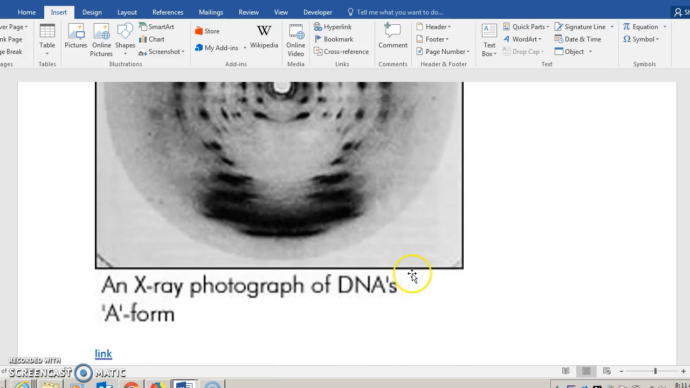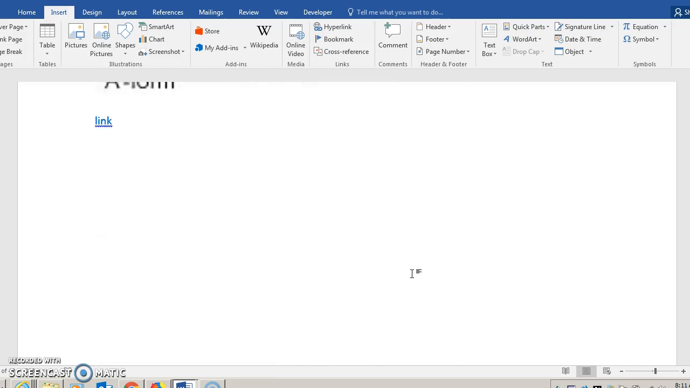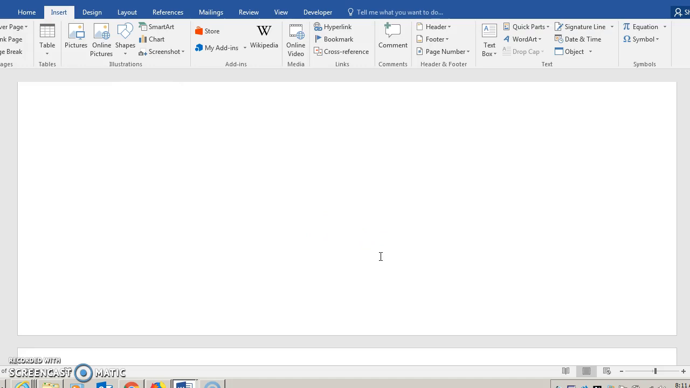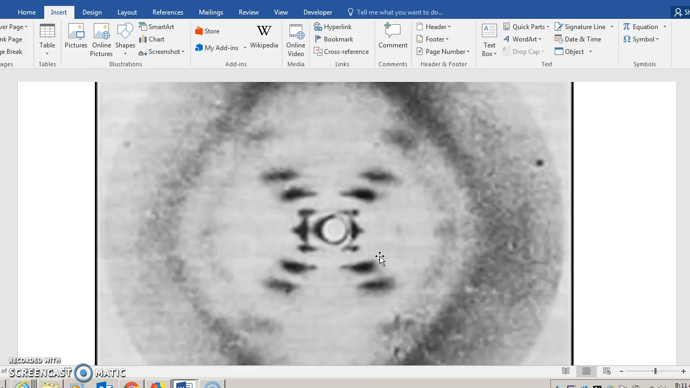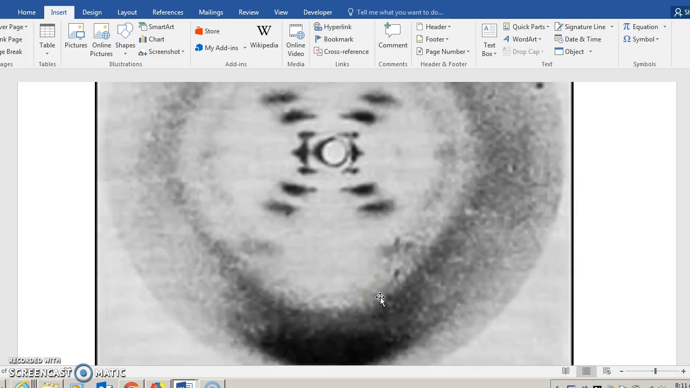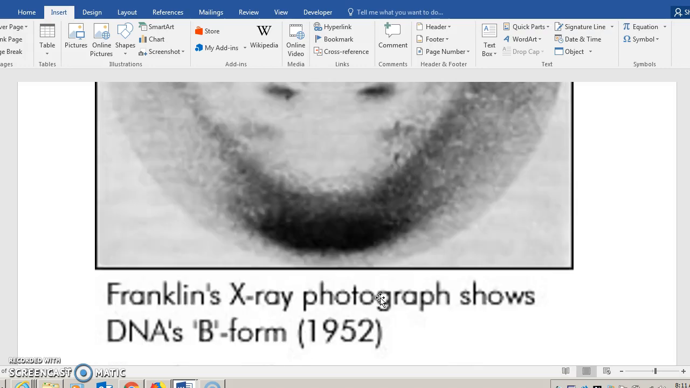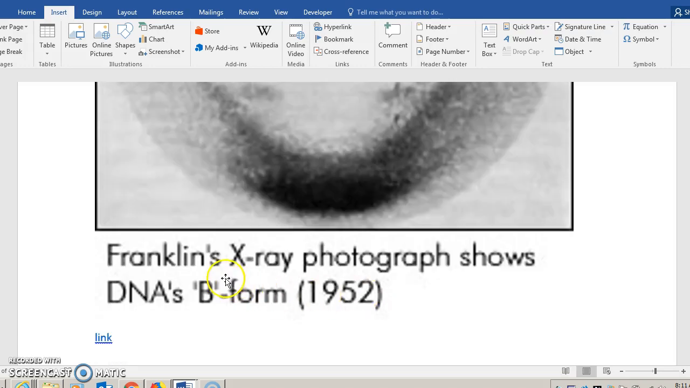So this is an A form, and you can look at this on your own, and I've got links, I think. This is the B form. The pattern of the B form is just a little bit different because of the way it crystallized. This is from Rosalind Franklin's X-ray photograph.